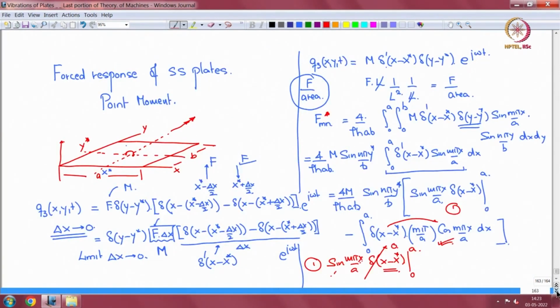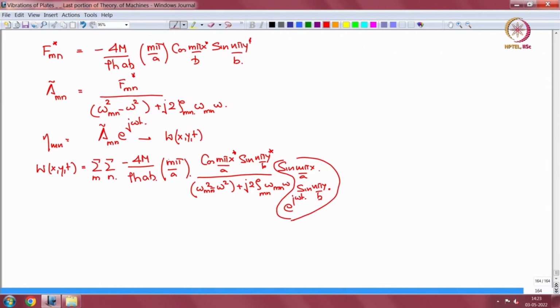Then just now we did point moment, and what do we get? We get m pi by a in front and m on top. So, moment prefers higher modes. Okay. So, if you do not want to excite higher order modes in a plate, do not put moments. Okay, that is the idea.